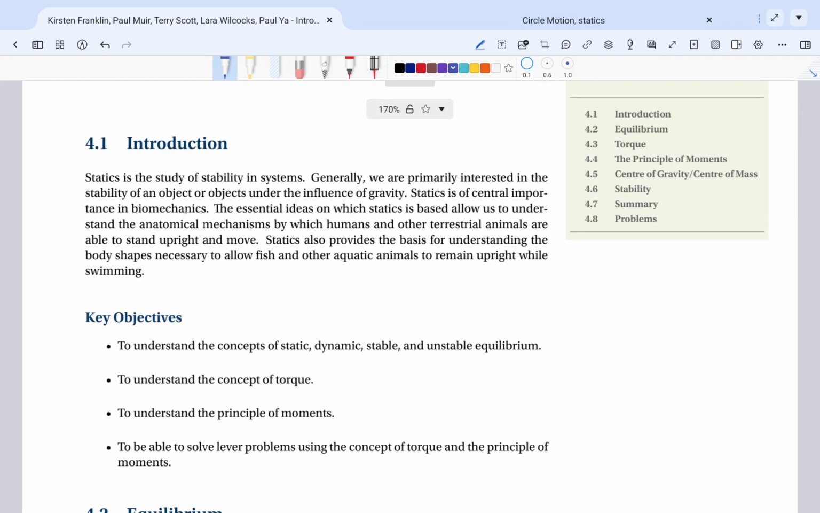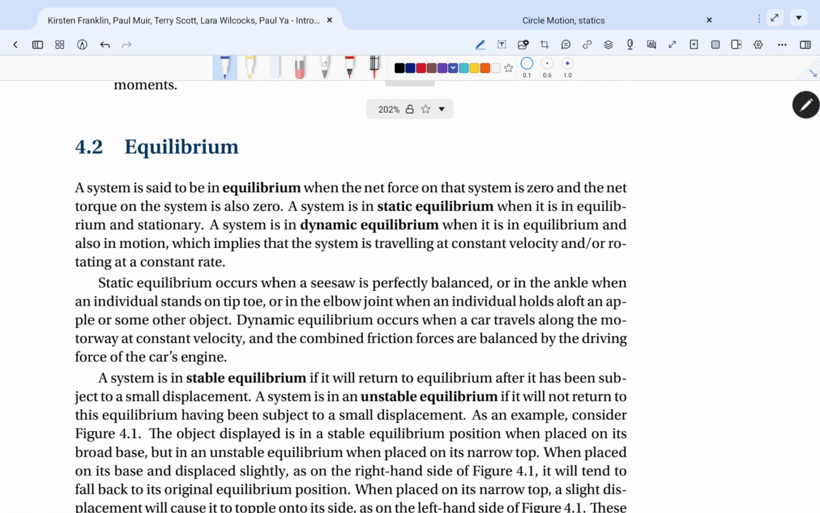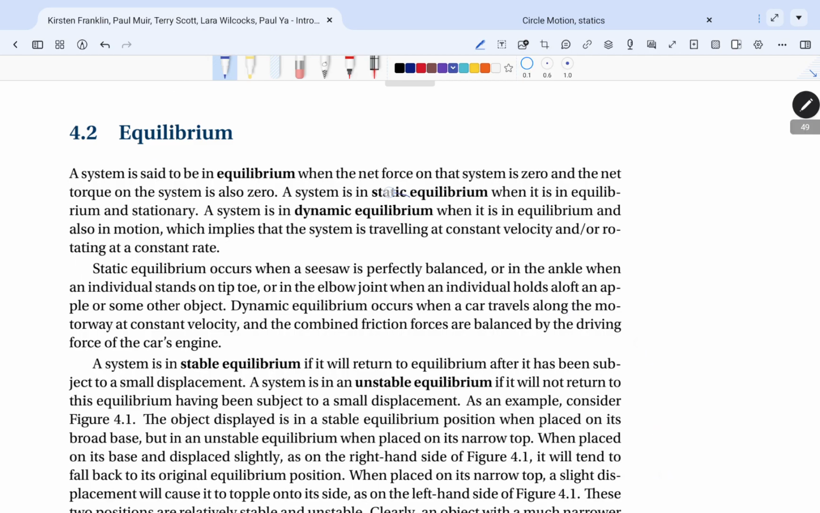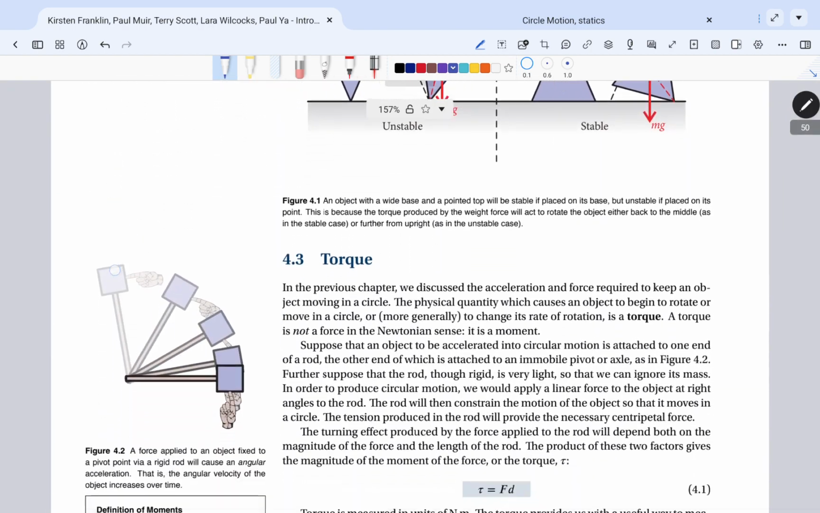Statics is the study of stability in systems, fair enough. There's a bunch of different types of static equilibriums. A system is said to be in equilibrium when the net force on that system is zero and the net torque on the system is also zero. You have static equilibrium, dynamic equilibrium, stable and unstable. Review these definitions on your own time. I'm going to be moving on.